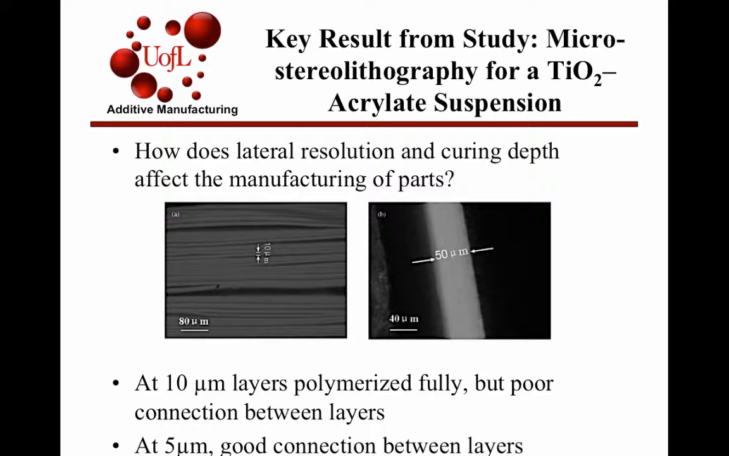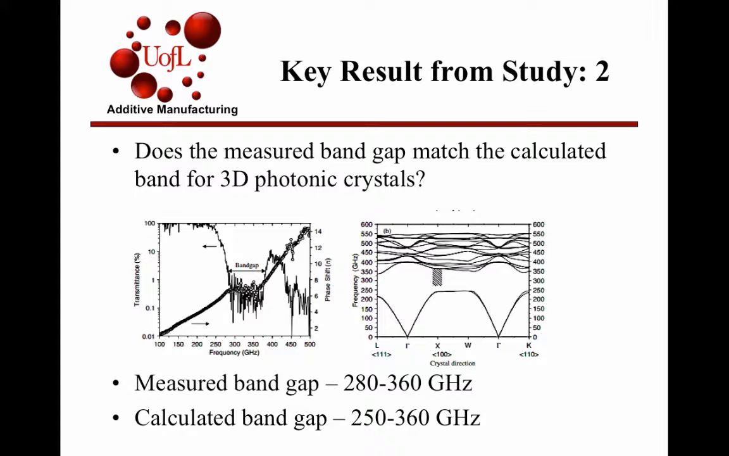And then the next main study was how well the band gap lines up with what theoretically should happen and what they measured. On the left, the picture is the measured band gap, which spans from 280 to 360 gigahertz, and this is on a terahertz scale. And then the one on the right is the calculated one, but they were only looking at this shaded portion here, which also was in the same range from 250 to 360 gigahertz. So they concluded that by using microstereolithography, they could achieve the same relative photonic band gap out of these crystals.